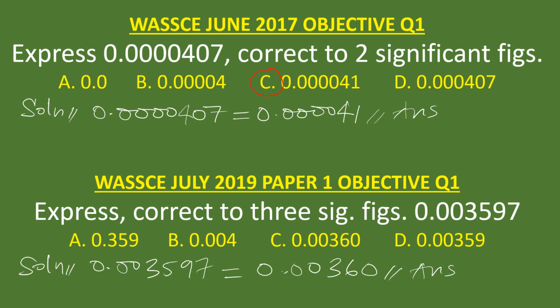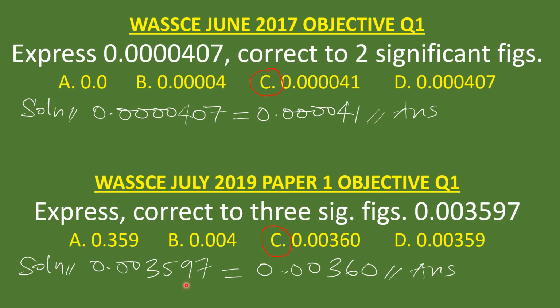So this is the answer. So based on this, option C is our answer. Now let me explain to you. They said to three significant figures. We have 3597. So the first significant figure is 3. The second is 5. The third is 9. We're supposed to end in this 9. But because the number after the 9 is 7, which is greater than 5, we increase the 9 by 1.